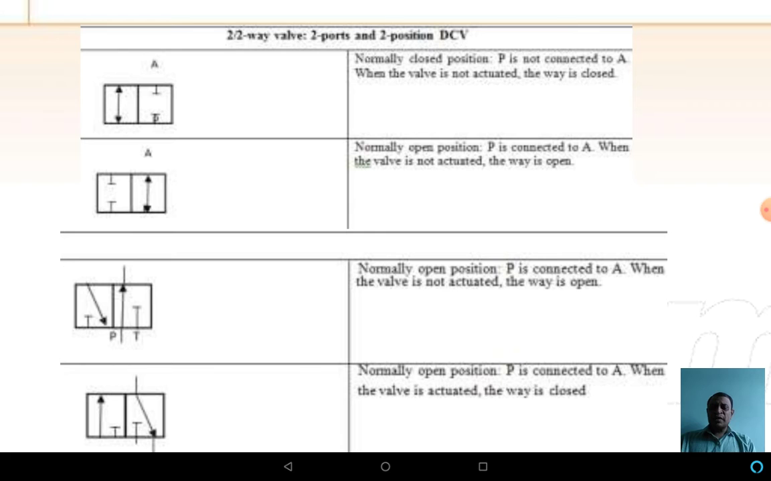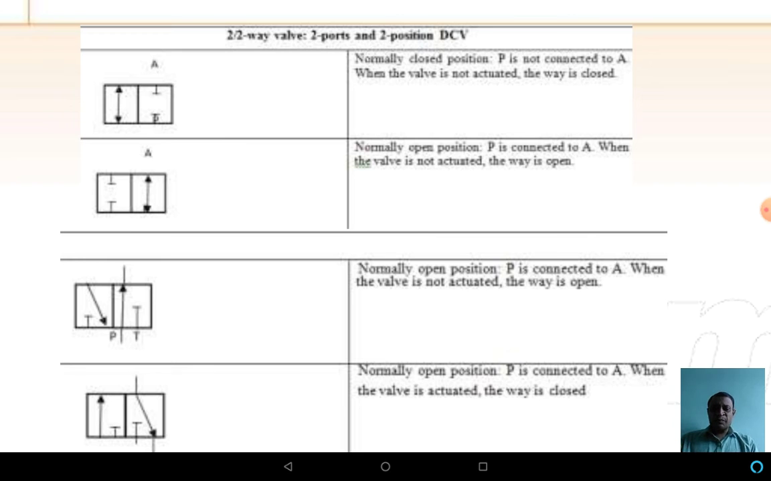Even the normally open position, P is connected to A when the valve is not actuated. The way is open. In this, there is a difference between the previous one as well as this one we are discussing. These two are totally interchanged. Here in this case, P to A, the valve is in open position. In the previous case, P to A is under closed position.